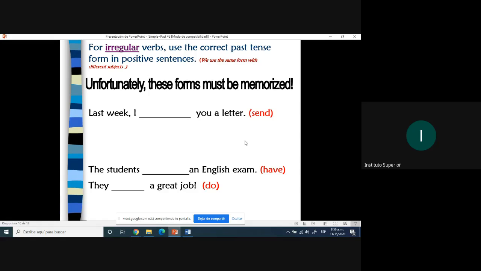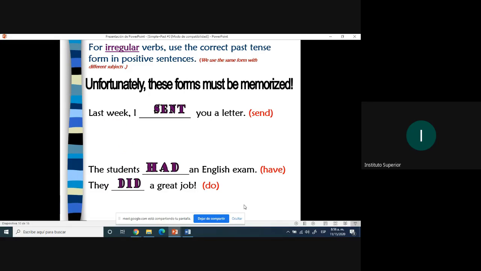Maybe communication is a problem right now. Now, let's look at the second one. The students had an English exam. Right. The student had an English exam. Okay, let's find out. The last one. They did a great job. Very good. Excellent.